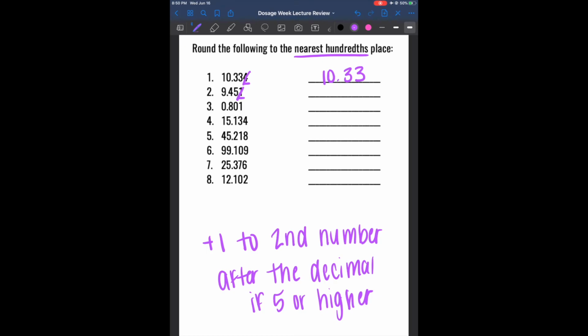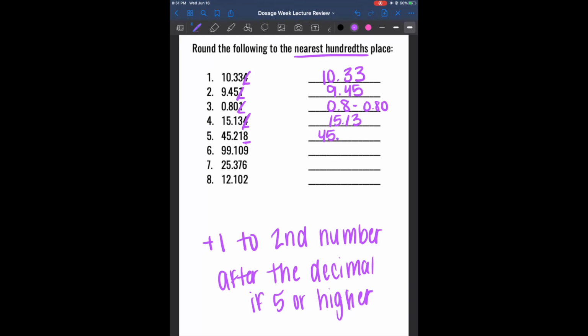Next one we're basing on 1, drop it, 9.45. Basing it on the 1, drop it, 0.8. Or you could do 0.80. Looking at basing this next one off the 4, we're dropping them, 15.13.